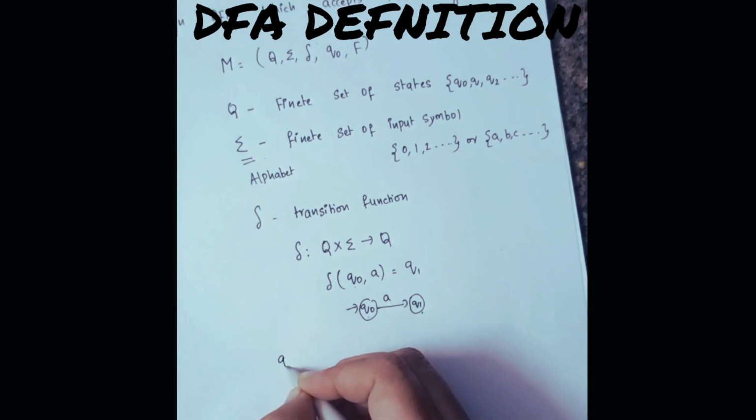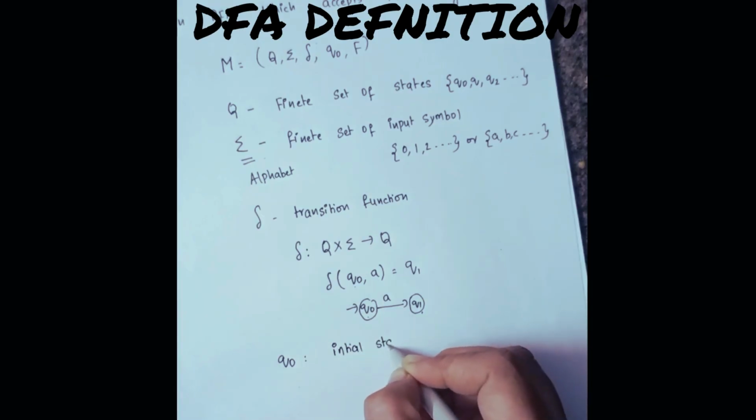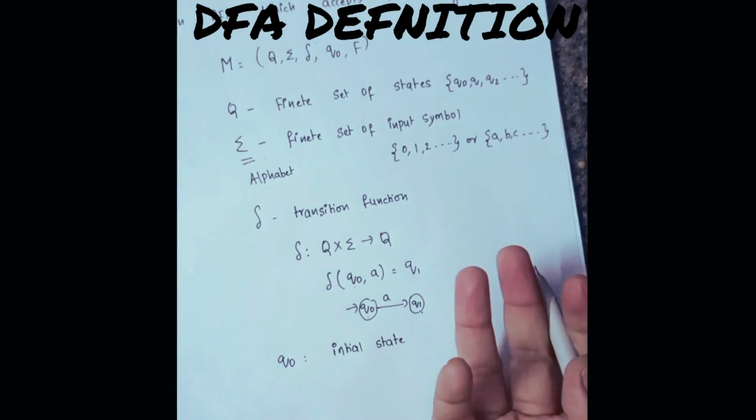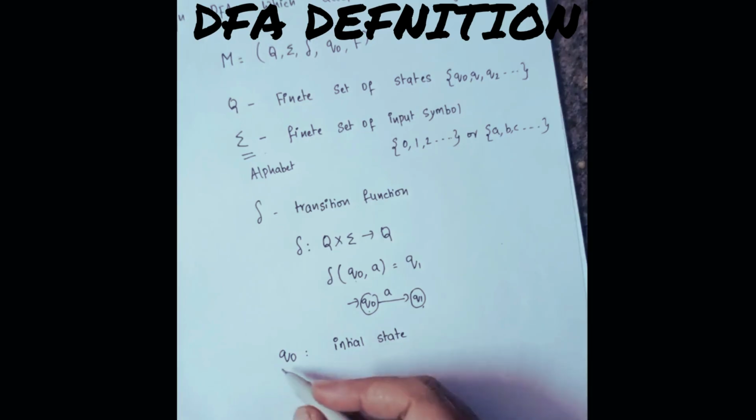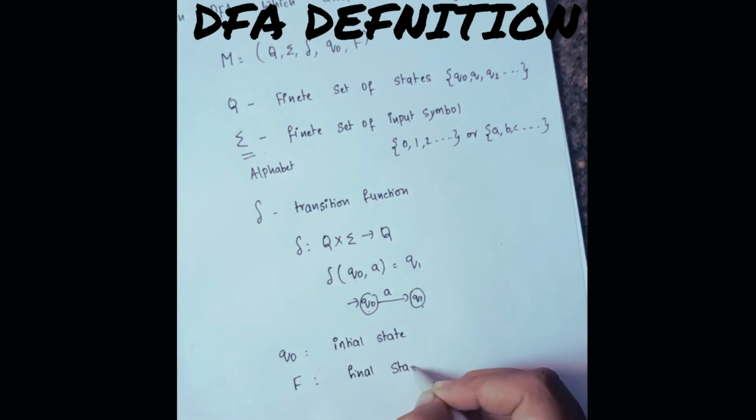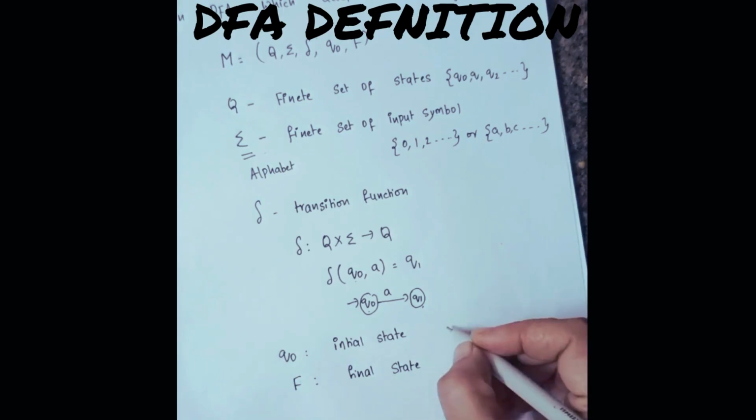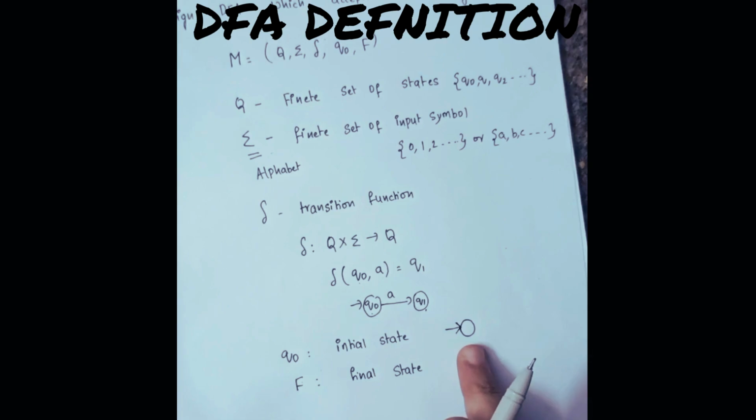And next one is Q naught. Q naught is the initial state of the DFA. If you want to start any system, it should start from the initial state. So the initial state will be represented with Q naught. F represents the final state. In a transition diagram, the initial state will be represented with an arrow pointing to a circle. The final state in a DFA or any finite automata can be represented with two concentric circles.